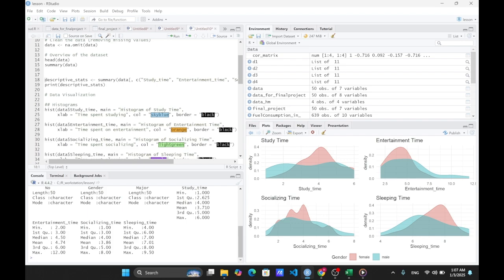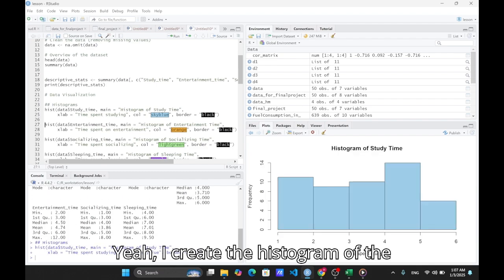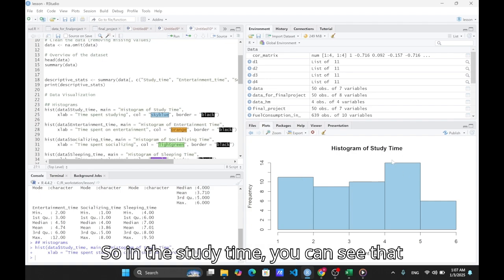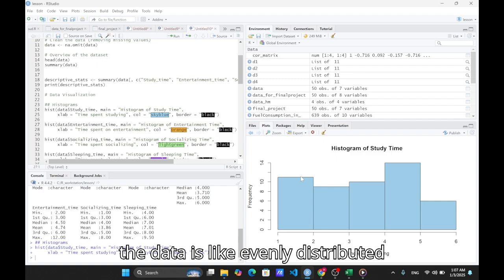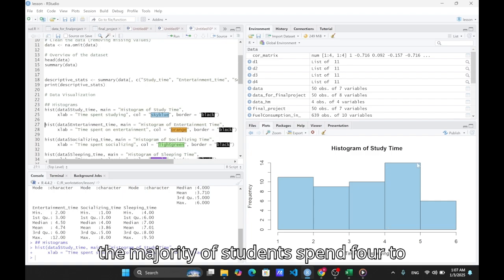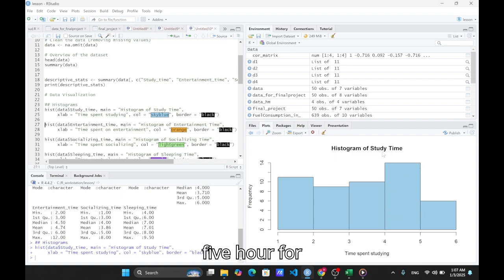After that, I created the histogram of the study time because I want to see how the data is distributed. In the study time, you can see that the data is fairly evenly distributed, and the majority of students spend 4 to 5 hours on their studies.